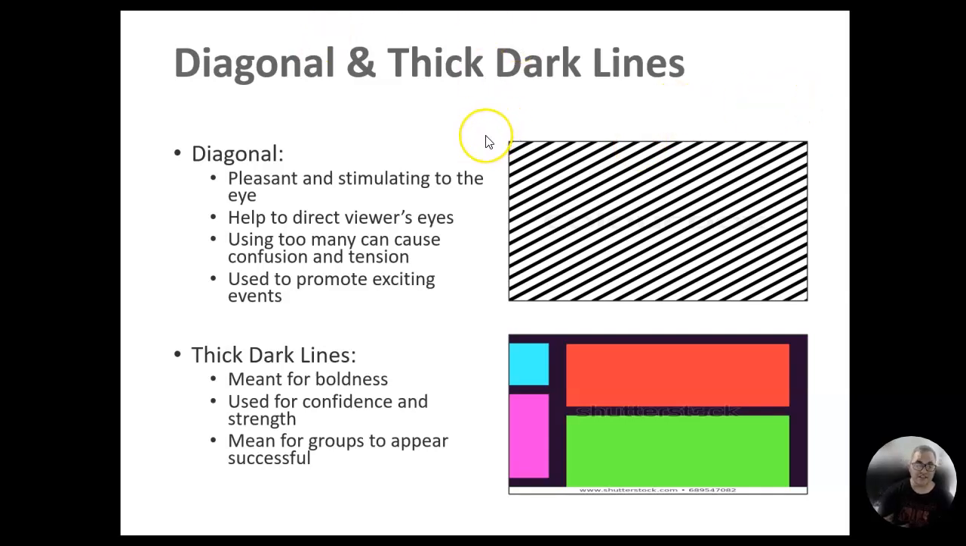Diagonal and thick dark lines kind of work together a lot because they are meant for exciting, fun scenarios, and that's what's pretty important over there.